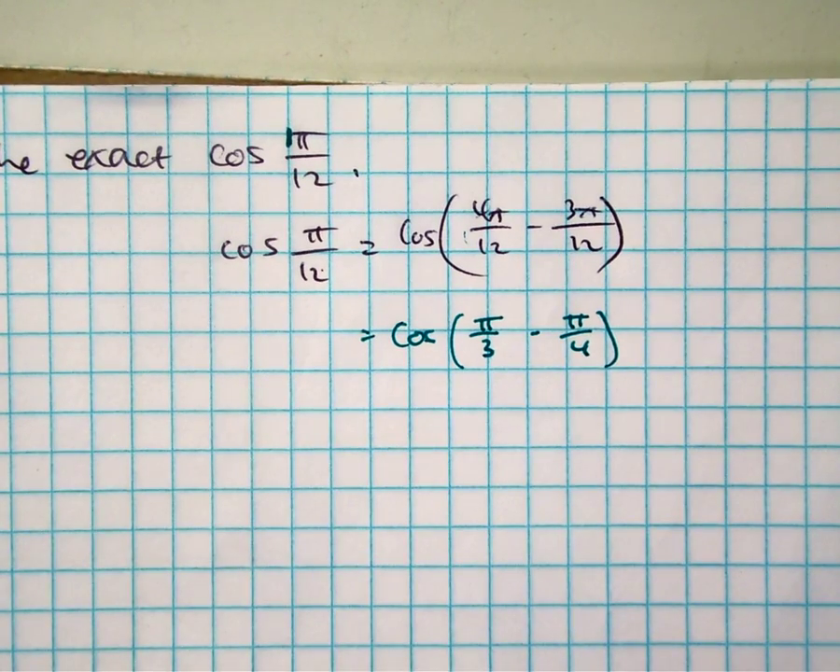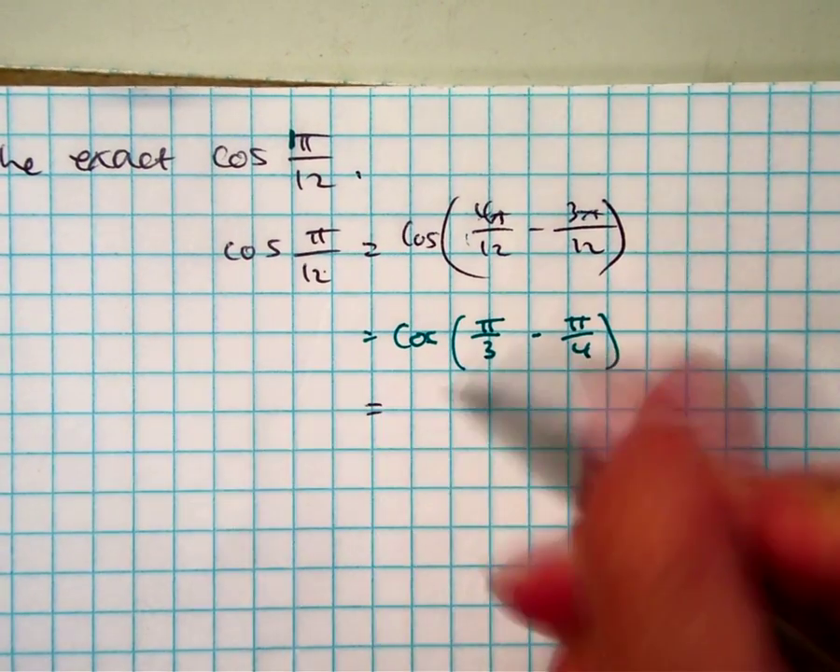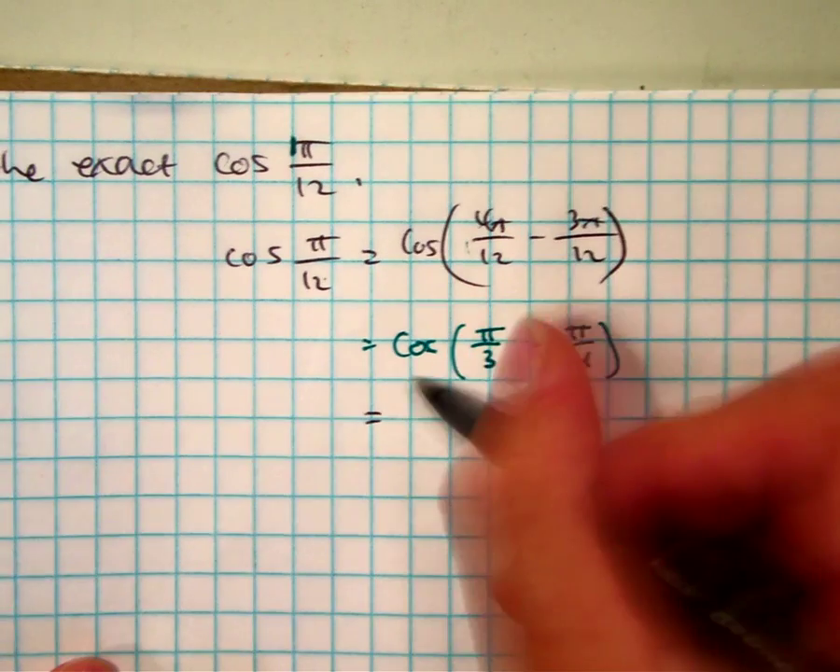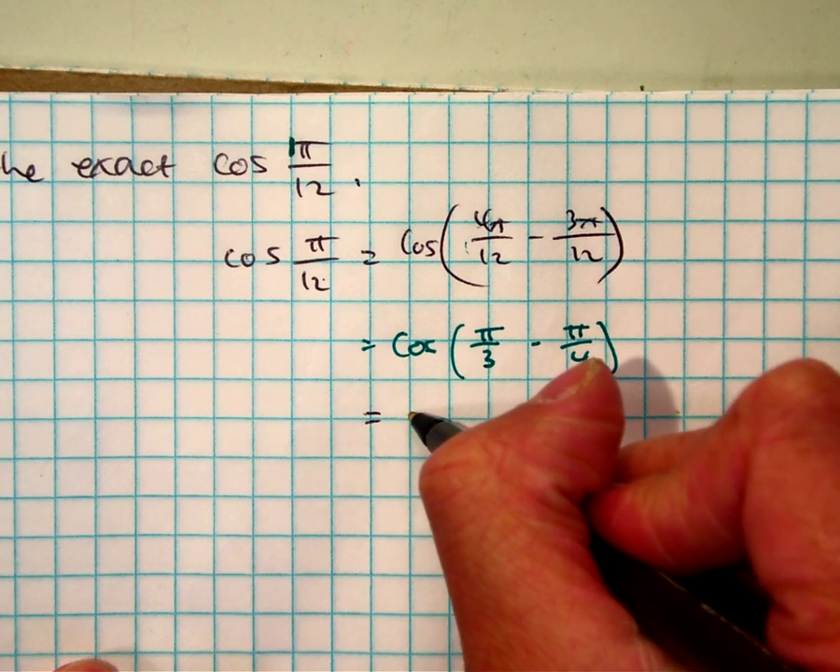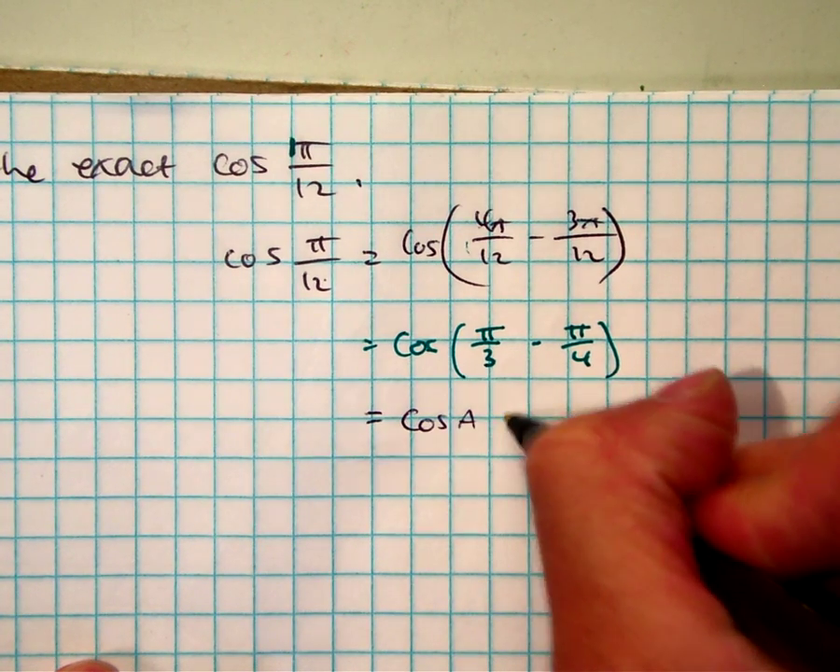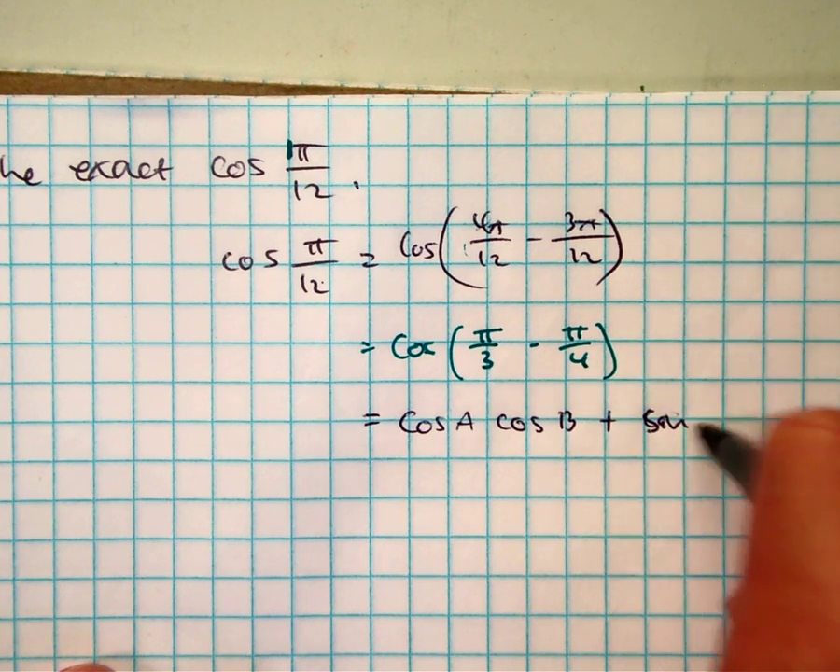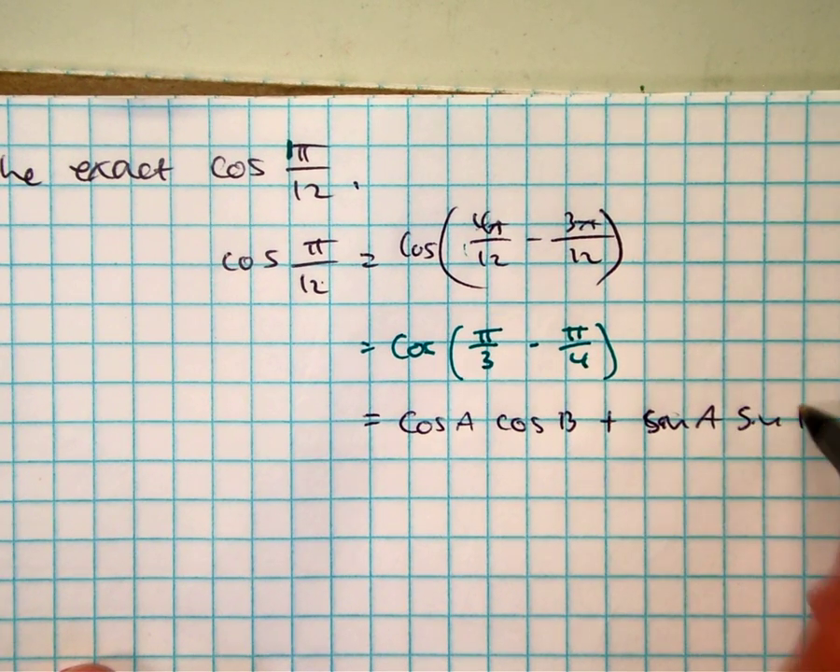Partner A, tell partner B, what is the formula you're going to write down? Jocelyn, what is the formula? Cosine of A times cosine of B plus sine of A times sine of B. Raise your hand if you got that.